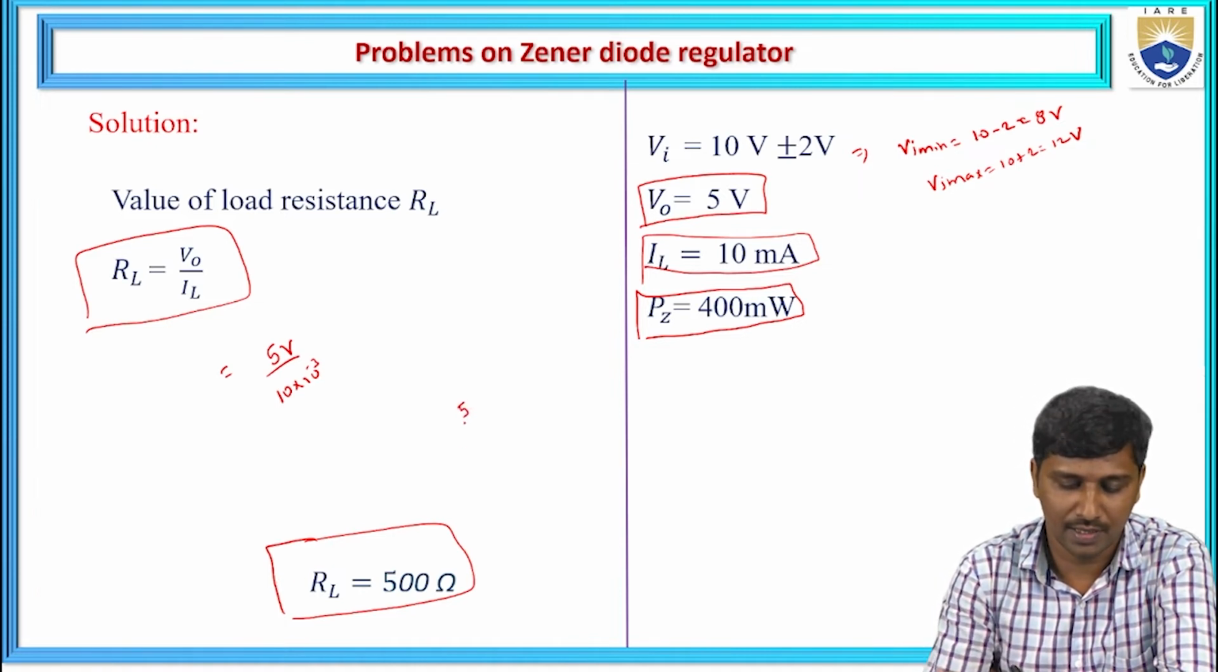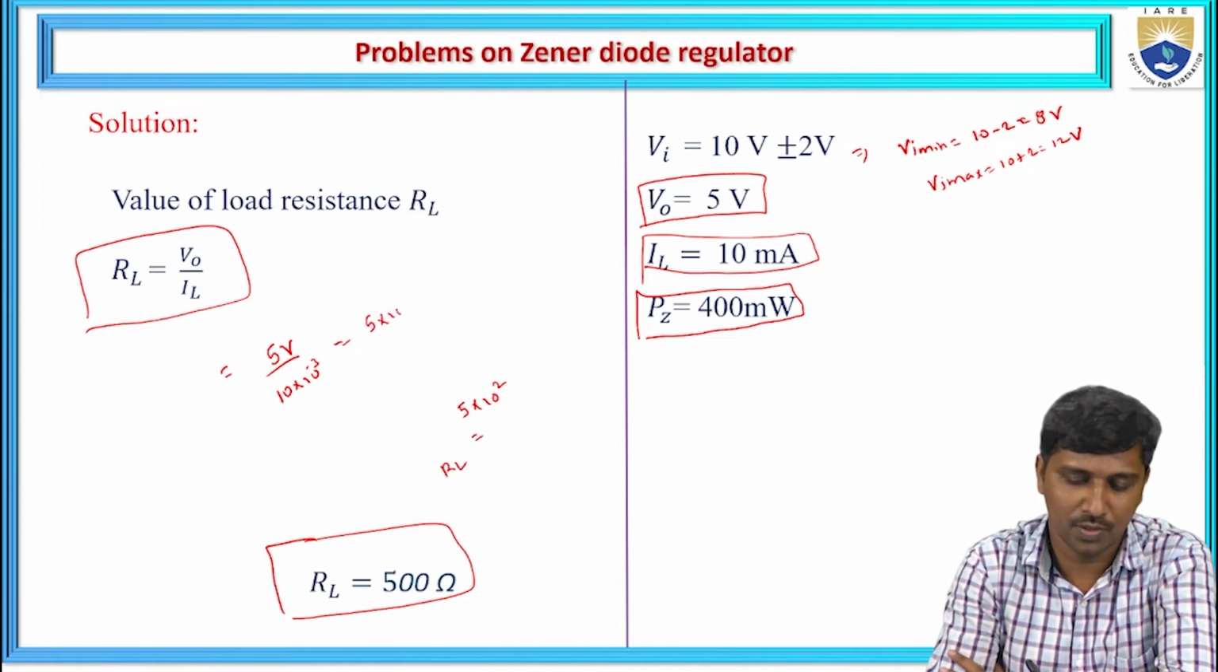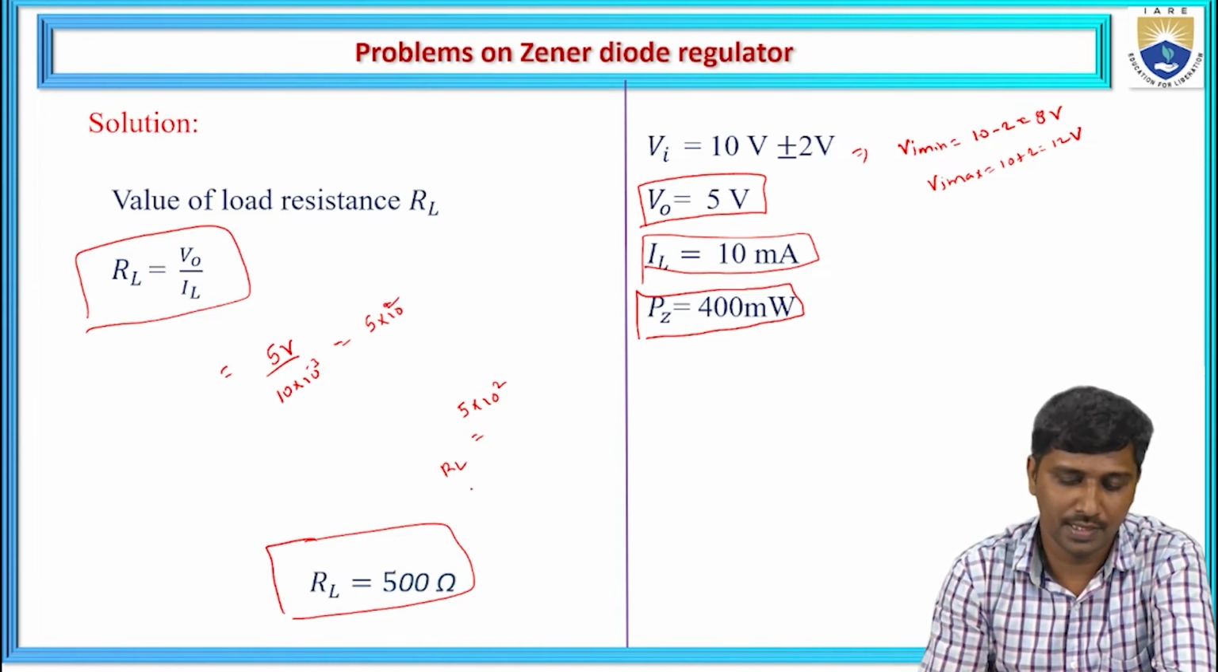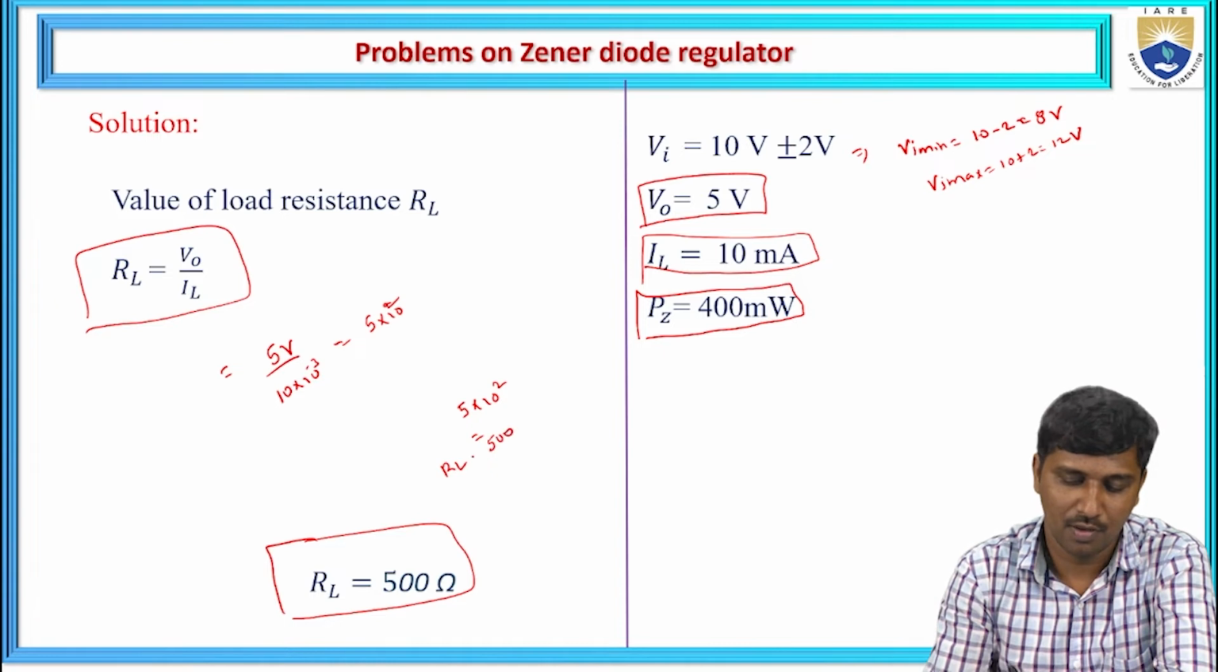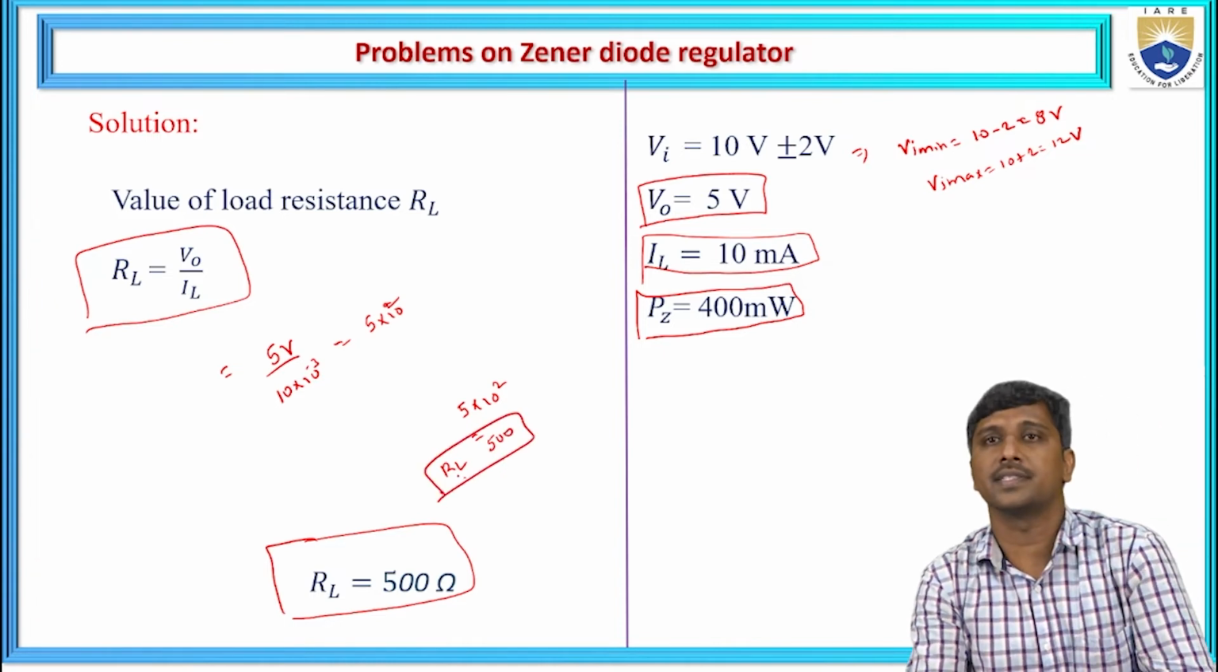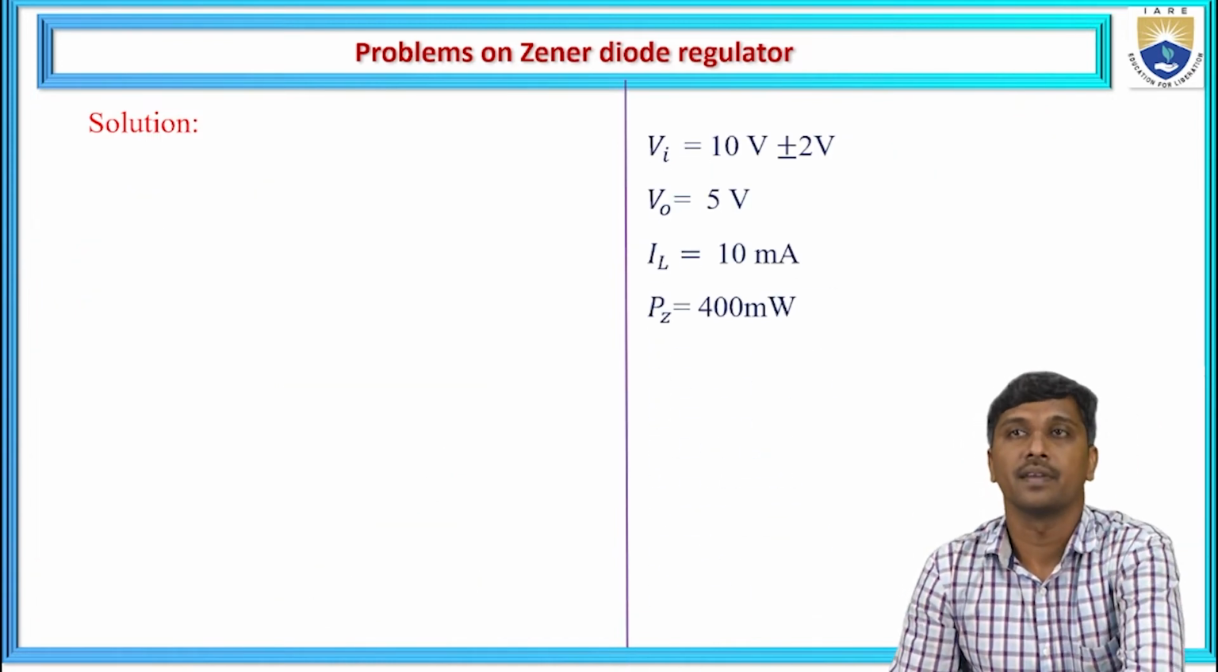So this is 5 into 10 power 2. So hence the RL value is 500 ohms. The load resistance is 500 ohms.